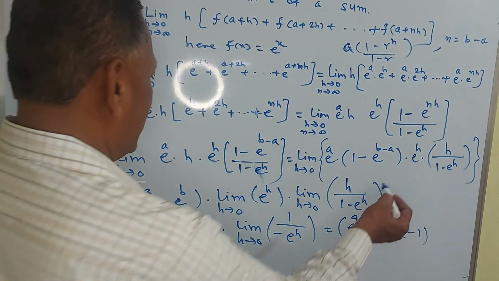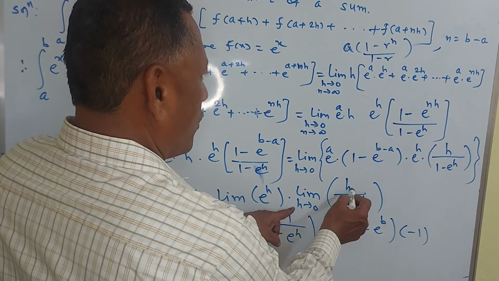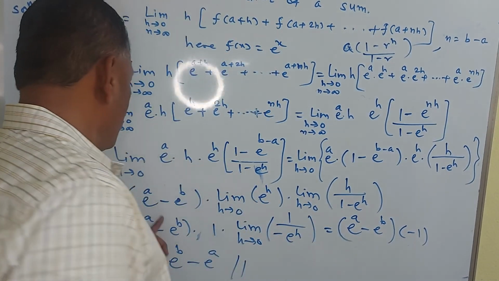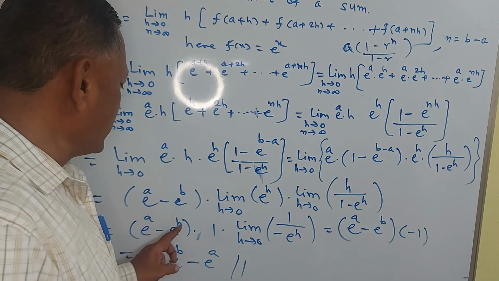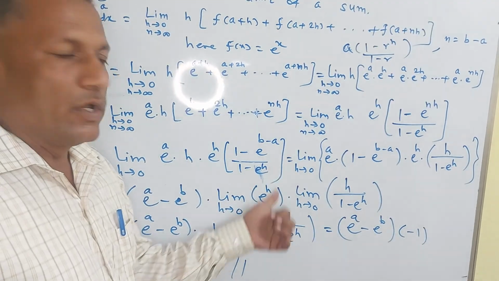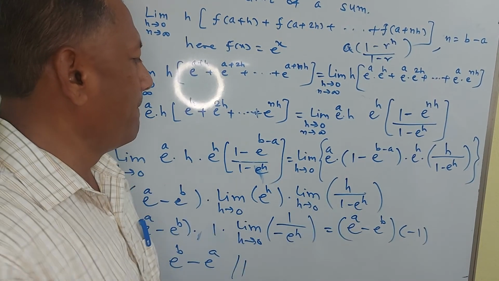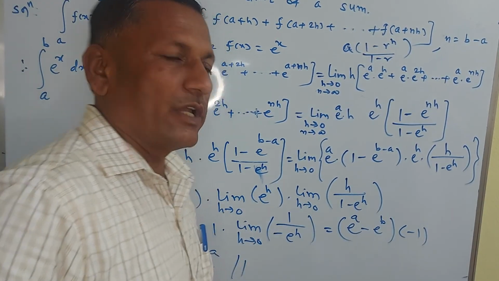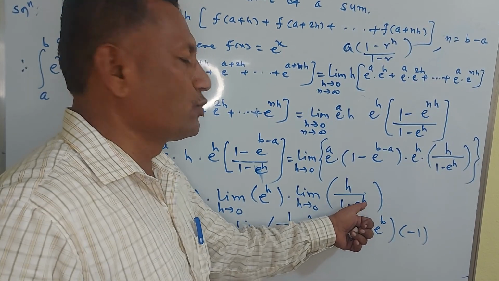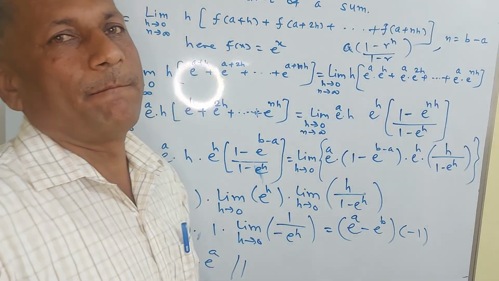Limit of e raised to h as h tends to 0 into limit of h upon 1 minus e raised to h as h tends to 0. Therefore, it is equal to e raised to a minus e raised to b, and limit of e raised to h as h tends to 0 means e raised to 0. E raised to 0 means 1, into limit of h upon 1 minus e raised to h. If you substitute h is equal to 0, 1 minus e raised to 0, e raised to 0 means 1, 1 minus 1 means 0. Means 0 upon 0 form.